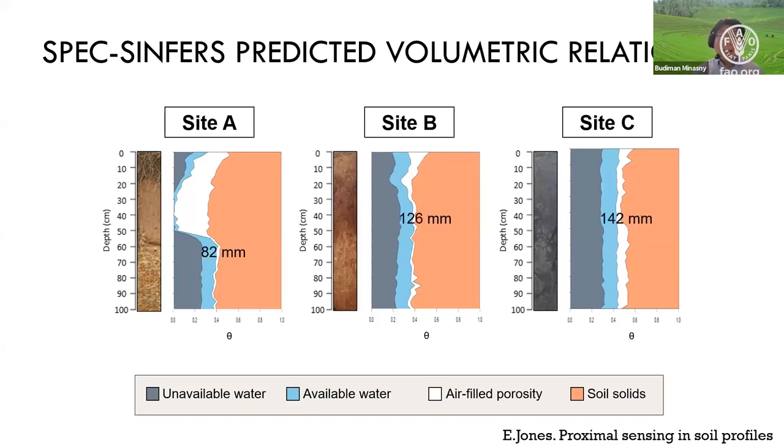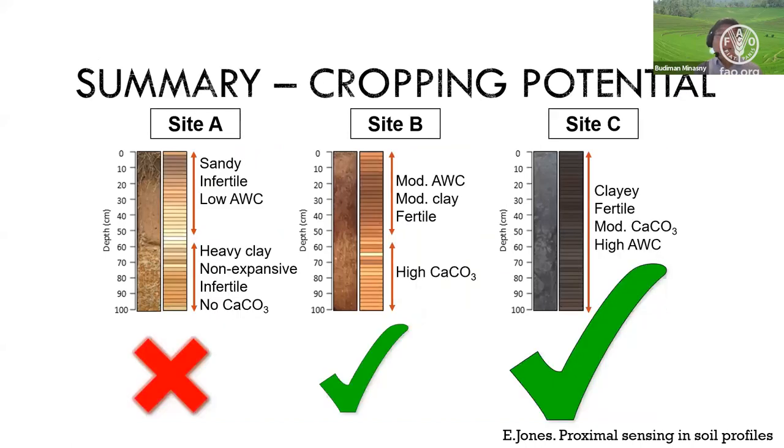And this is an estimate of the available water capacity of the soil. This is all based on the inference, which our colleague will talk about next week, about how much water is in the soil given its texture and so on. So as a summary, for example, if we want to use this soil to grow crops, what can we learn from this soil?